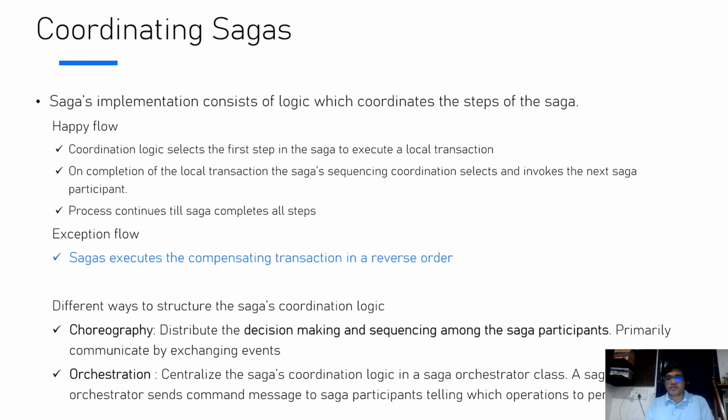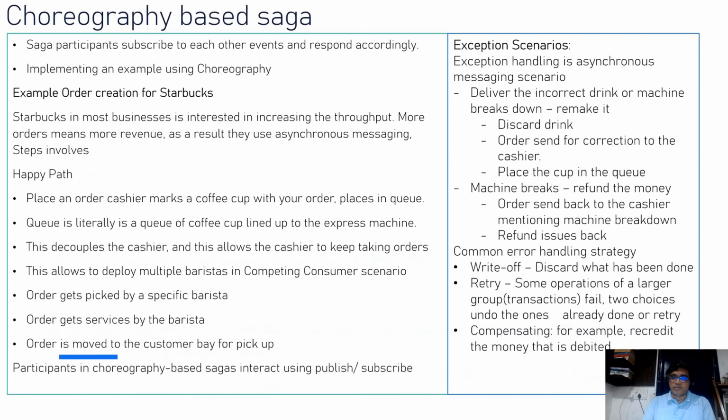On the other hand, orchestration is a lot different. It's basically centralized Saga coordination logic in a Saga orchestrator class. A Saga orchestrator sends command messages to Saga participants telling them which operations to perform. Furthermore, getting into the choreography-based Saga, Saga participants subscribe to each other's events and respond accordingly.